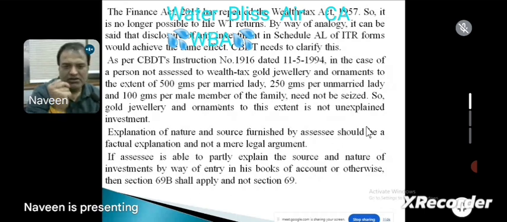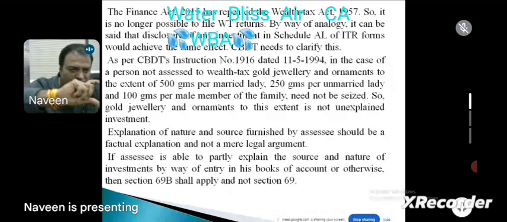Be careful. Please be well versed that there is a board circular for this. You can explain. Explanation of nature and source published by the associate should be a factual explanation and not a mere legal argument. Some case laws are taken, they explain how to explain nature and source. These explanations have been accepted by the department. I have put some case laws there. If the associate is able to partly explain the source and nature of investments by way of entering in books or price, section 69 would apply and not 69 as I explained to you earlier.